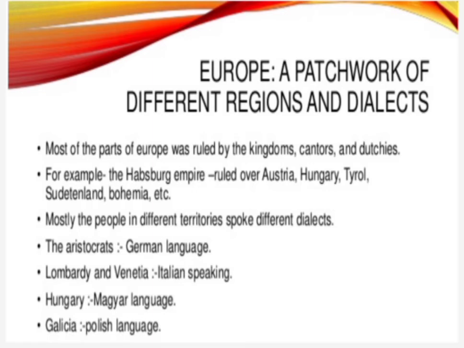Let us take the example of the Habsburg Empire, how it was. Most parts of Europe were ruled by kingdoms, cantons and duchies. For example, the Habsburg Empire ruled over Austria, Hungary, Tyrol, Switzerland and Bohemia, etc. Mostly the people in different territories spoke different dialects. The aristocrats spoke the German language. Lombardy and Venetia spoke Italian. Hungary spoke Magyar. Galicia spoke Polish.